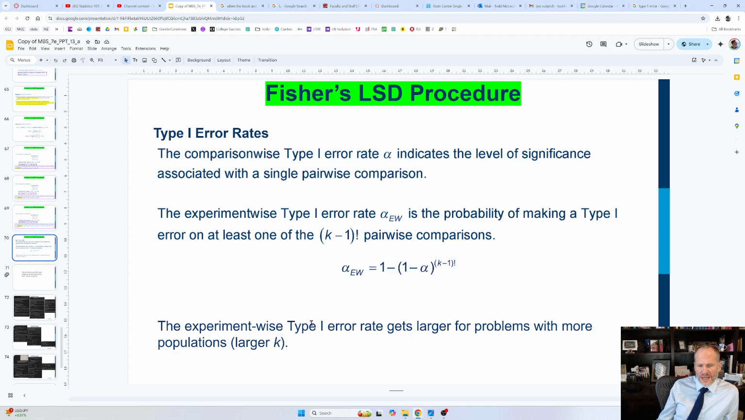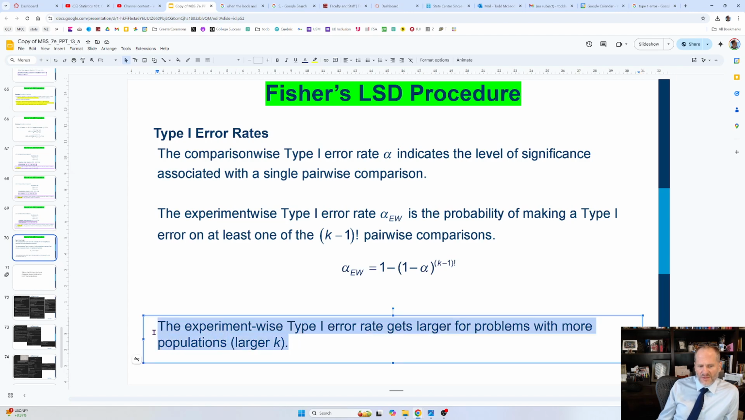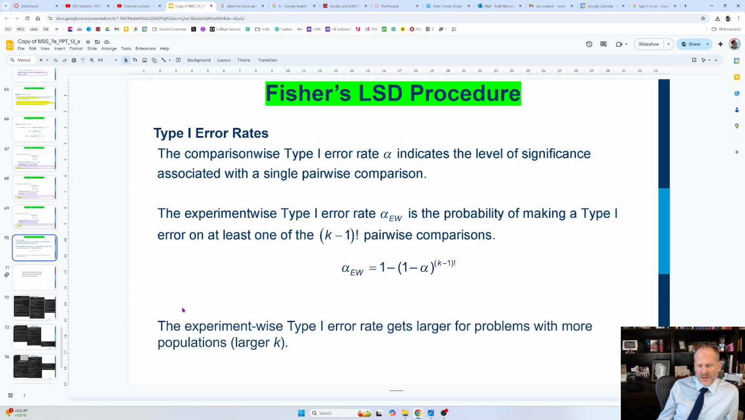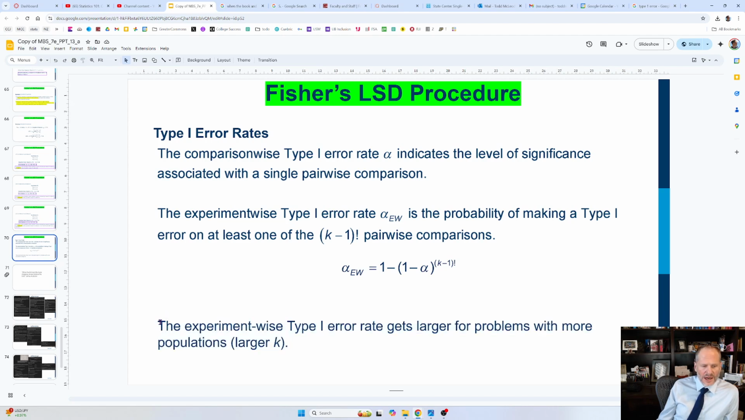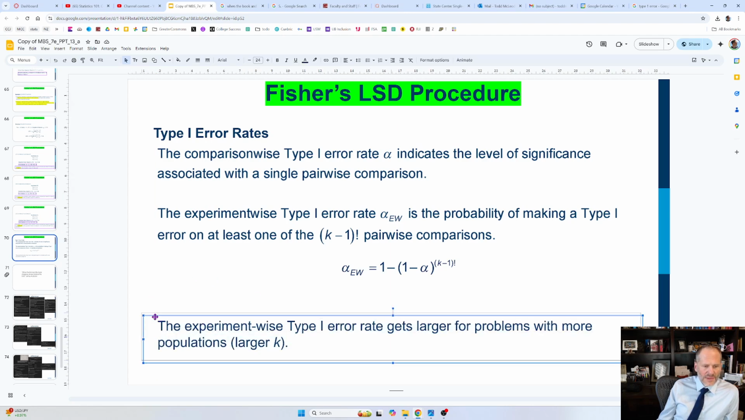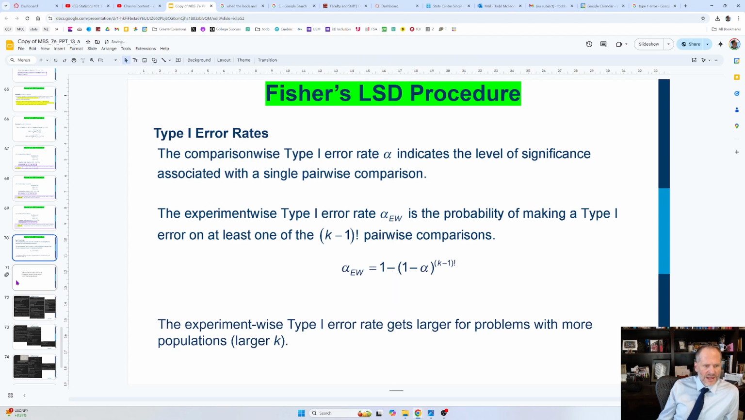The experiment-wise type 1 error rate gets larger for problems with more populations, for a larger k, so more treatments, right? So we increase the likelihood of a type 1 error. We had 3 treatments, 3 Ks, but what if we had like 30? We're going to increase our type 1 error. I guess logically, if you think about that, that kind of makes sense. But that's just another little piece.